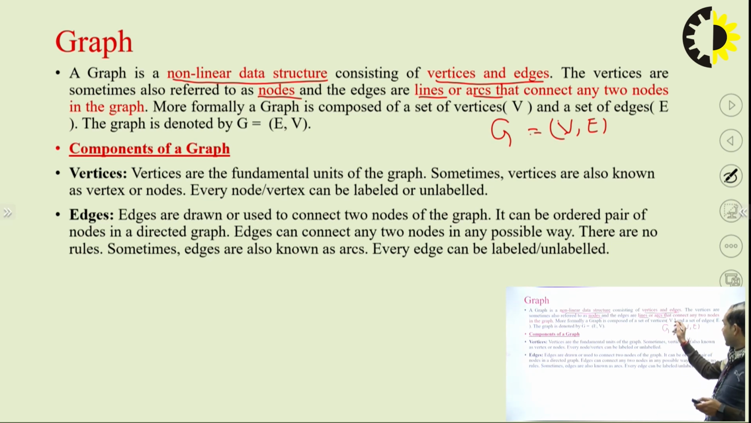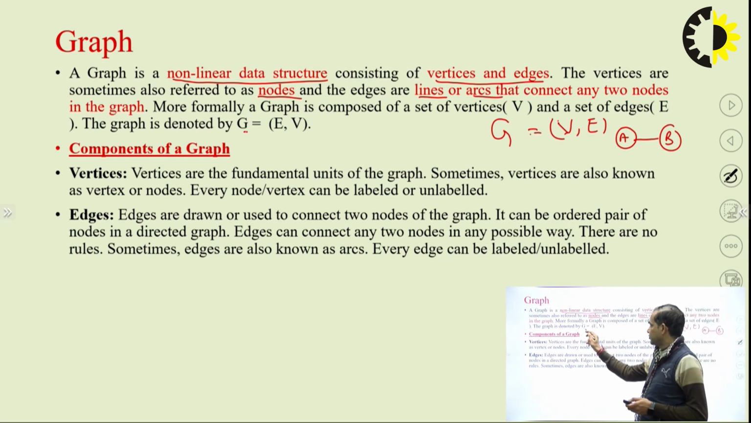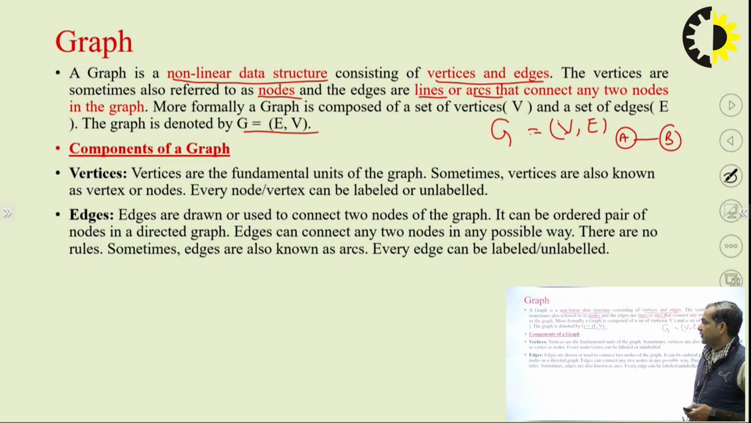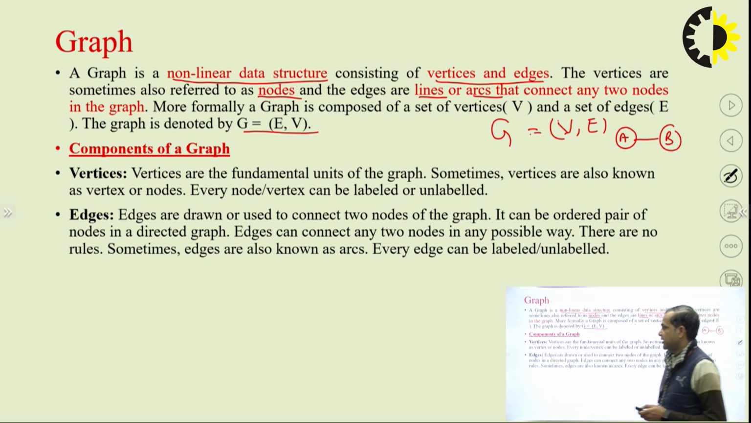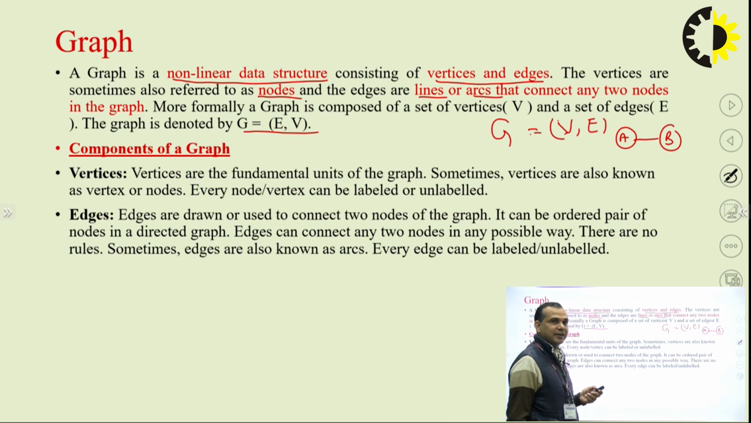Each arc is defined between two nodes. If this is a node A and this is a node B, the line drawn between these two nodes is known as the edge, or we can say this is a line or an arc. So in the definition, a graph consists of G = (V, E). There are two components in a graph: number one is the vertices, second one is the edges.